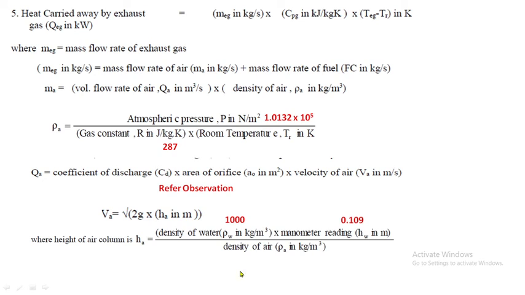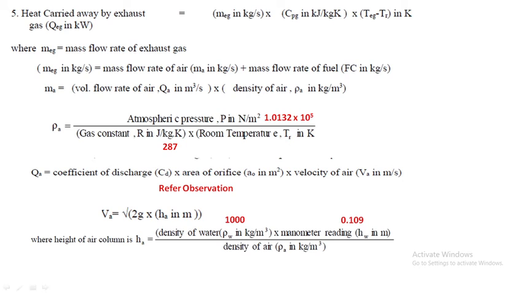Then the density of air. We know the density of air; we calculated it in the previous steps. Here, check, this is the density of air rho a we calculated in the previous steps. So with this all the data are known, and we can easily calculate ha. If you know ha, substitute ha in the velocity of air, and here the velocity of air can be calculated.